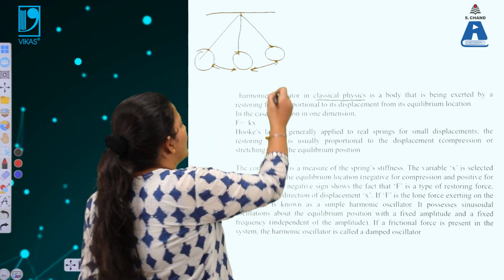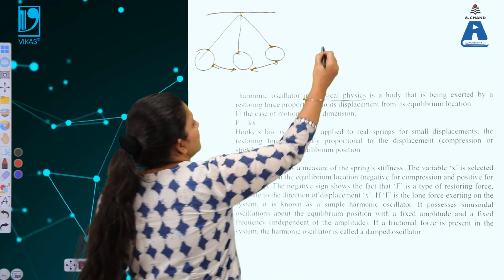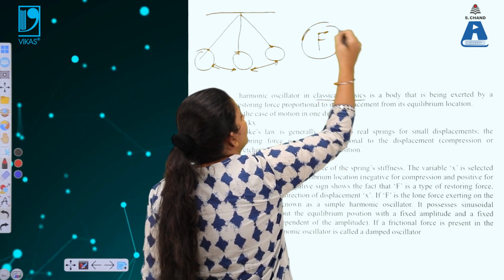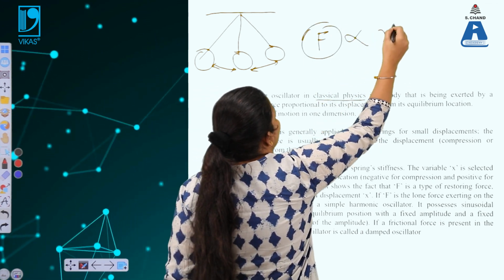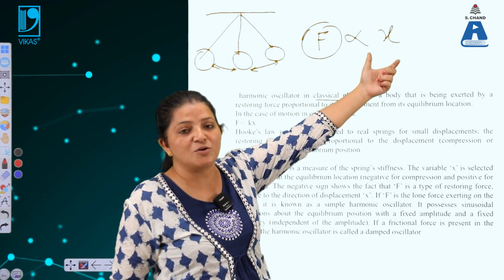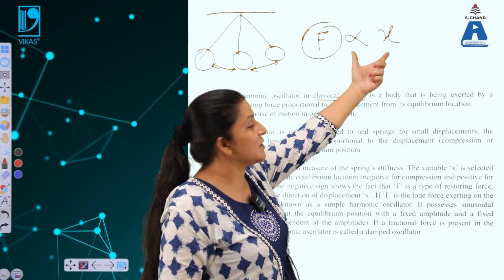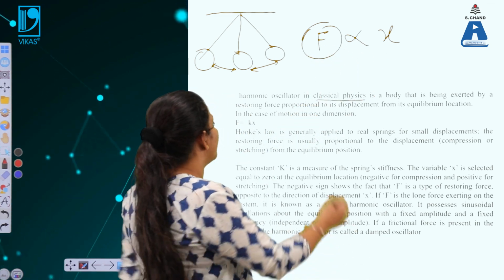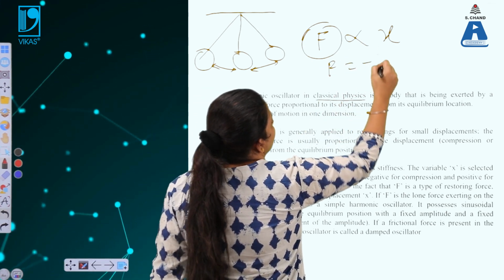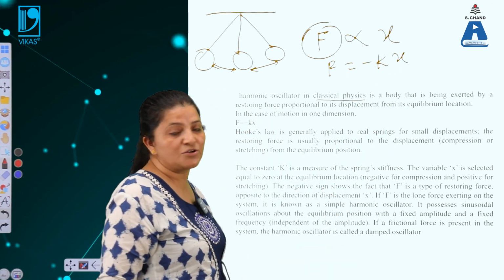Now, the restoring force acts in the opposite direction. The force applied is directly proportional to the displacement. More force applied means more displacement of the pendulum; smaller force applied means smaller displacement. When the proportionality symbol is removed, there comes k. What is k here? k is called the spring constant.